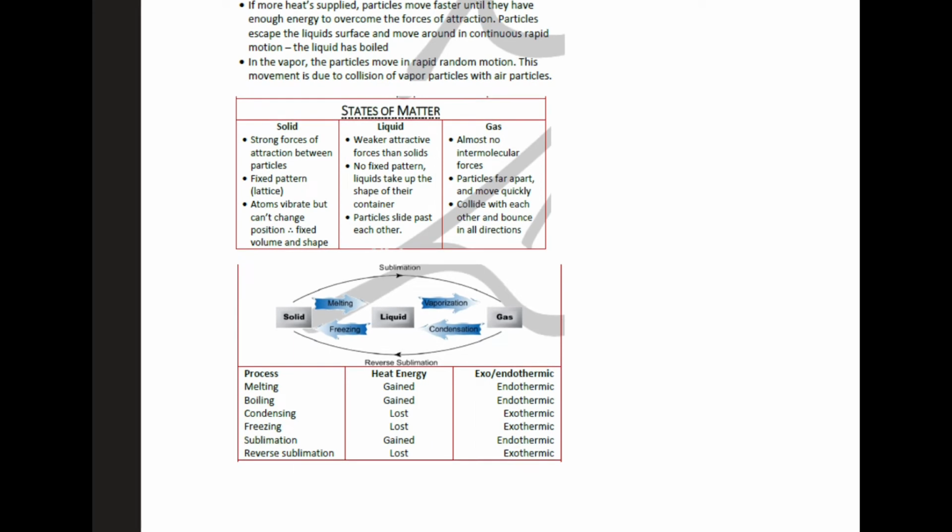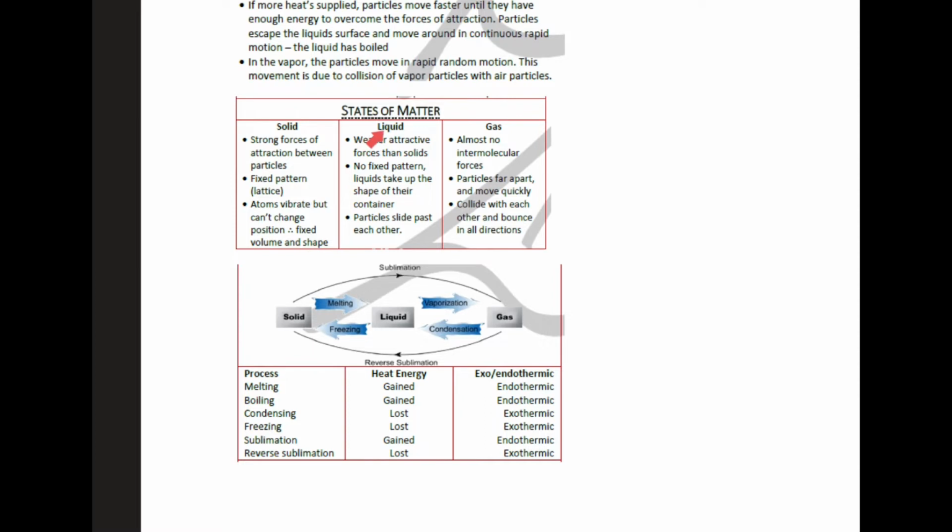In this table you can see states of matter. We have solid. Solid has strong forces of attraction between particles, and then you have fixed patterns, or we call it lattice. When you see lattice, that means it's the repetition of a certain arrangement. Atoms vibrate but can't change position, so they just vibrate in the same position. They remain at that position and cannot go to another place. Solid has fixed volume and shape.